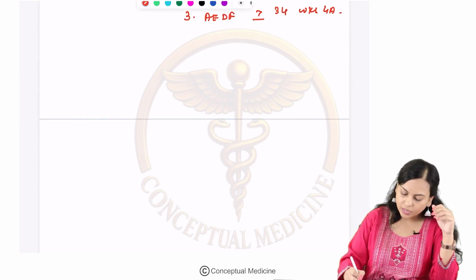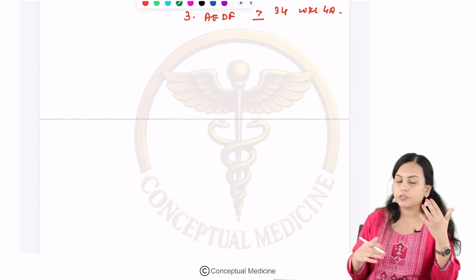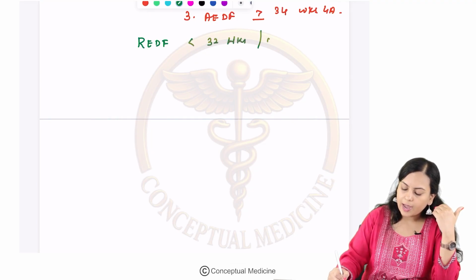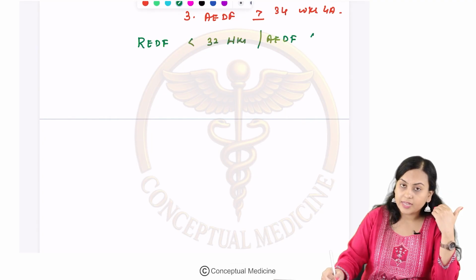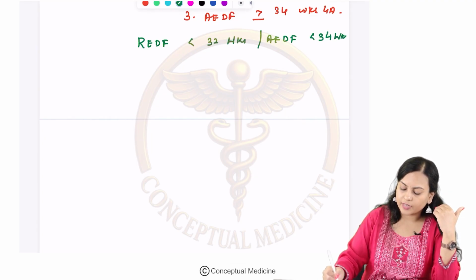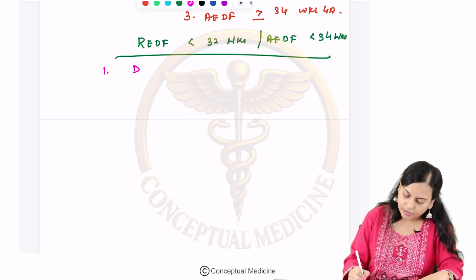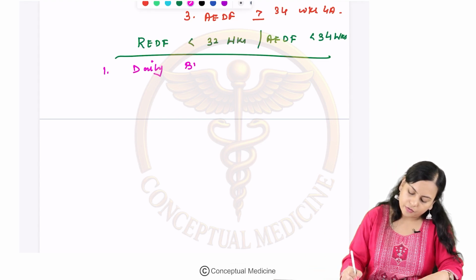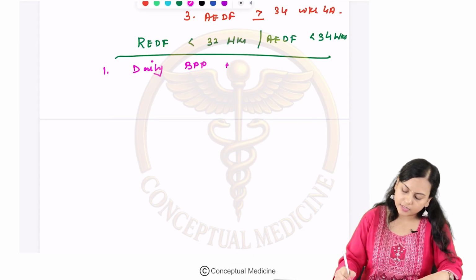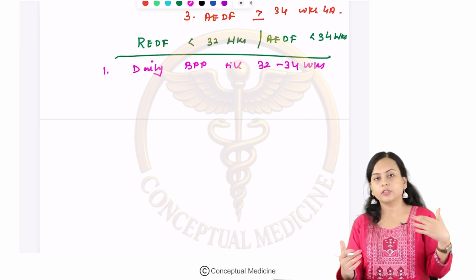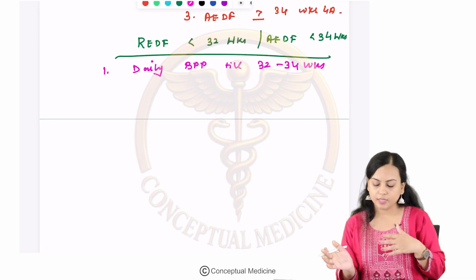Clear? And also remember that if you are seeing reversed end diastolic flow at less than 32 weeks or absent end diastolic flow at less than 34 weeks, then what you have to do is a daily biophysical profile till 32 to 34 weeks. So accordingly, 32 weeks for reversed end diastolic flow and 34 weeks for absent end diastolic flow.